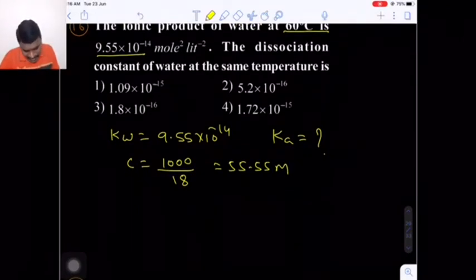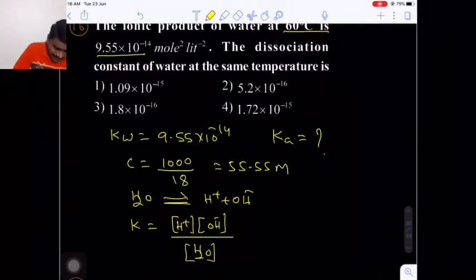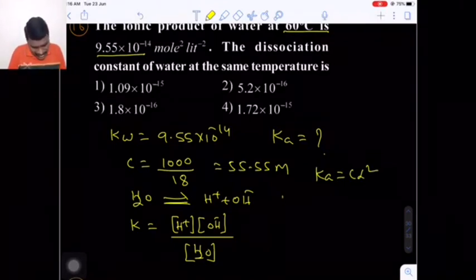Now, how will the water be dissociated? As H plus ion and OH minus ion. Now, what is the equilibrium constant here? H plus ion concentration into OH minus ion concentration by H2O concentration. Now here the question is the degree of dissociation constant of water. Shall I write Ka will be equal to C into alpha square. What is the Ka? That is to be calculated.